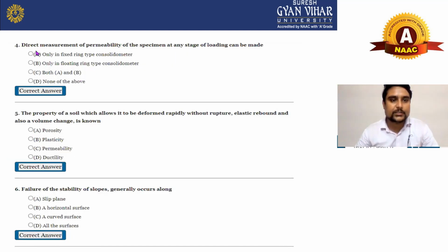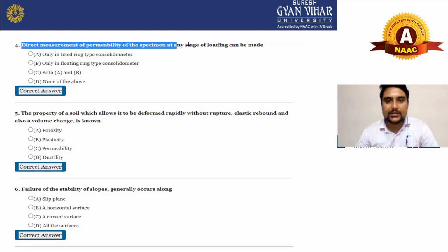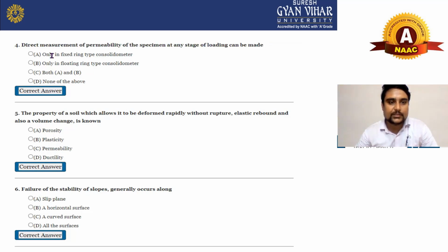Now come on the next question. Direct measurement of permeability of a specimen at any stage of loading can be made. What will be your right answer? You can see here there are 4 options given. A, only in fixed ring type of consolidometer.